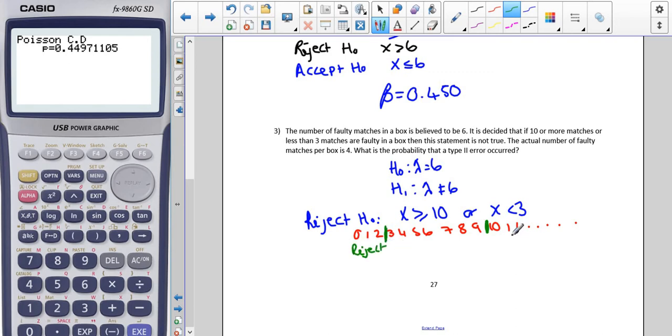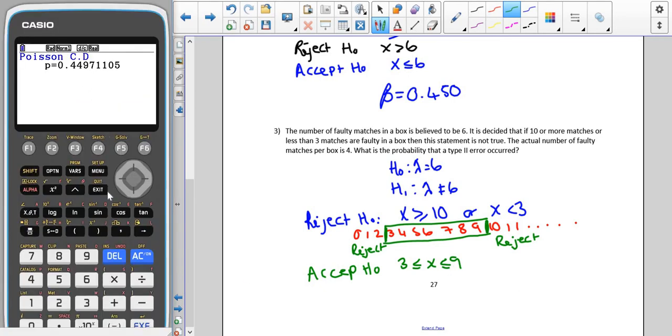So this part here is reject and this part here is reject. We're wanting the accept H0 region, which is going to be this one here. So we're going to accept H0 when 3 ≤ x ≤ 9. And the reason why I chose to write it this way is because if you have one of the new calculators, we can enter this in.